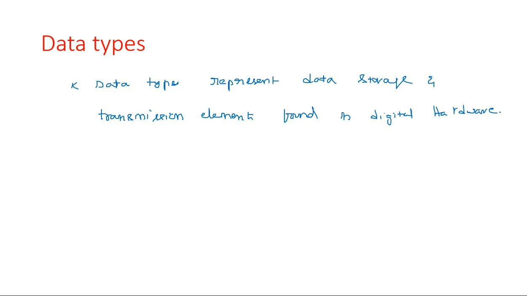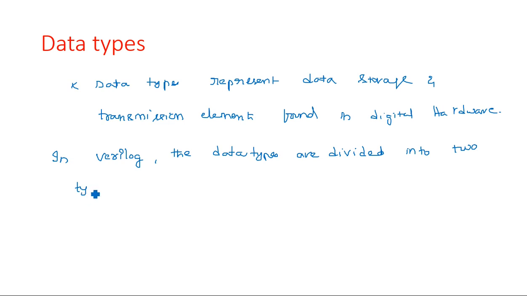Data types are divided into two types. In Verilog, the data types are divided into two types. They are, first one, nets, and the second one is registers.